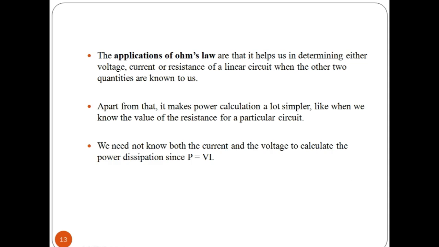The application of Ohm's law is that it helps us in determining either voltage, current or resistance of a linear circuit when the other two quantities are known to us. By using Ohm's law, you are able to find the resistance of a circuit knowing only the voltage and the current in the circuit. In an equation, if all the variables are known except one, that unknown can be found.